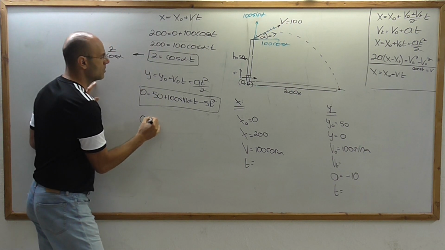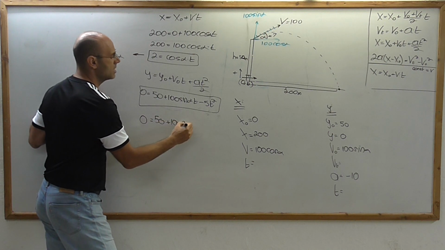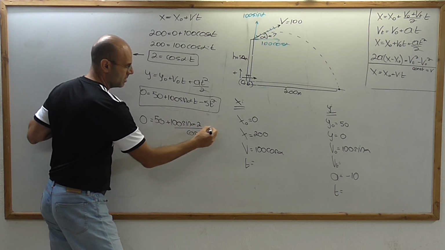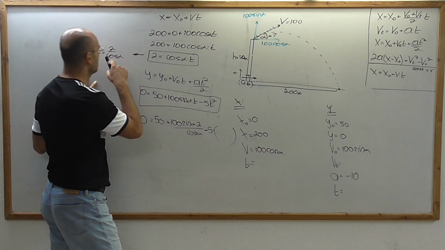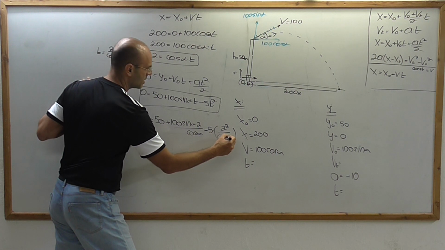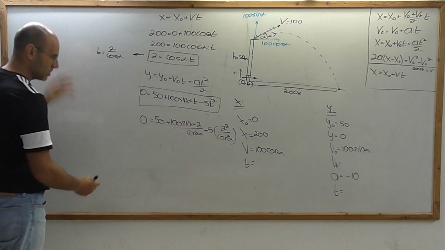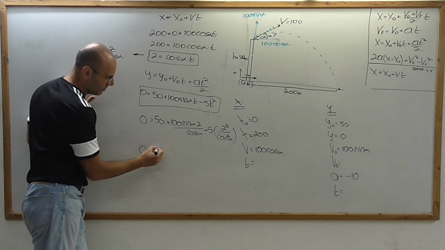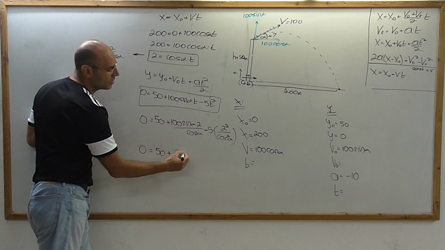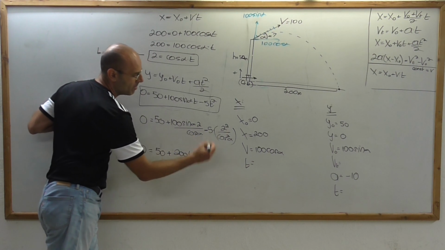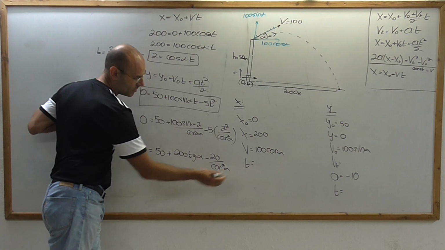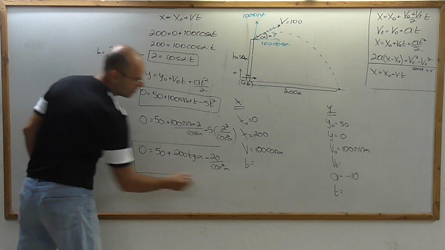I put it here. 0 equals 50 plus 100 sine alpha multiplied by 2 over cosine alpha minus 5 multiplied by 2 squared over cosine alpha squared. Okay, so let's see what I got. 0 equals 50 plus sine over cosine, we said it's tangent, so it's 200 tangent alpha minus 20 over cosine alpha squared. Okay, let's see about this question.